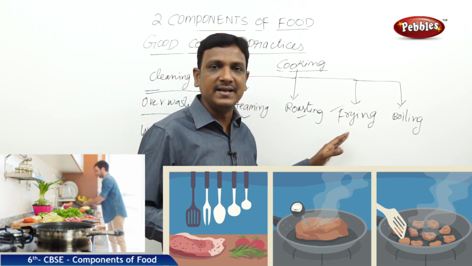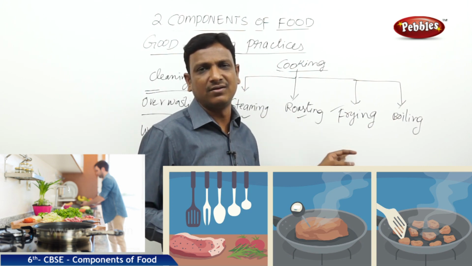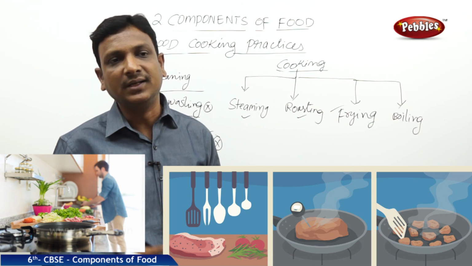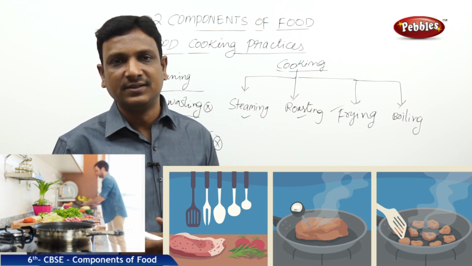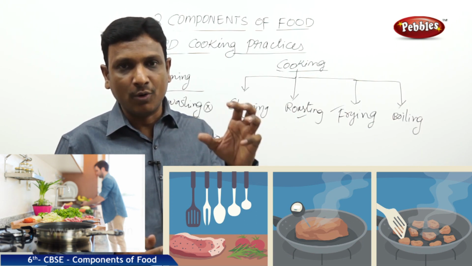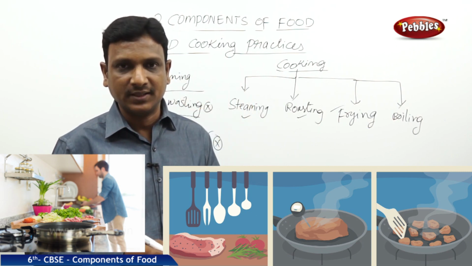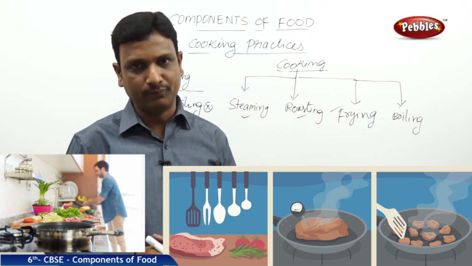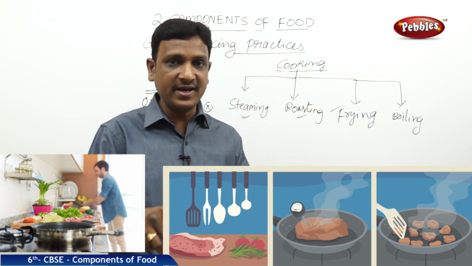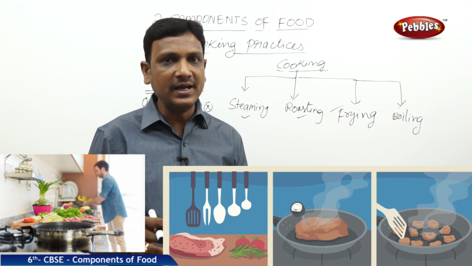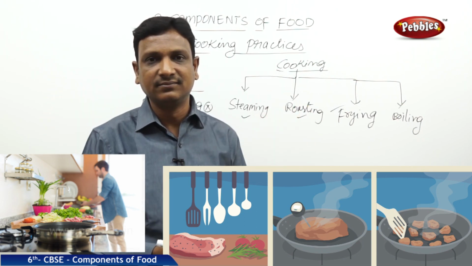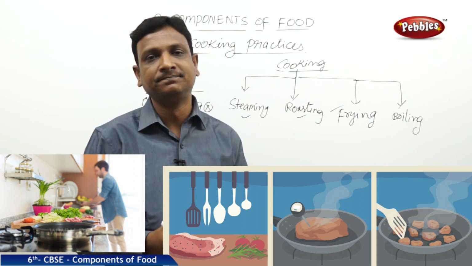So frying and deep frying, these two practices are not very good. Over frying of vegetables leads to loss of nutrients, because oil boils at a high temperature compared to water. If you are cooking any vegetable by boiling, it takes place at 100 degrees, but frying oil boils at a higher temperature, more than 100 degrees, nearly around 150 degrees.